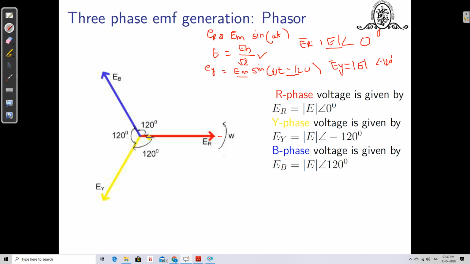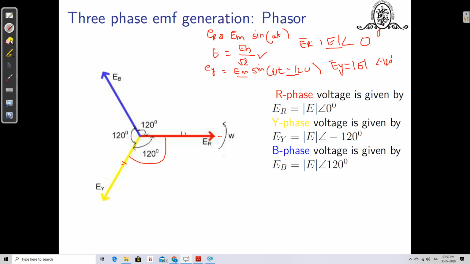Hence for the Y phase, the phasors are rotating in the anti-clockwise direction. Opposite to this direction means lagging, and in this arrow direction means leading. So opposite in direction will be lagging. Lagging by how many degrees? It is 120 degrees. So I will draw the phasor of EY lagging the reference by 120 degrees. But magnitude wise ER and EY are equal. Only the phase angle difference is equal to 120 degrees.